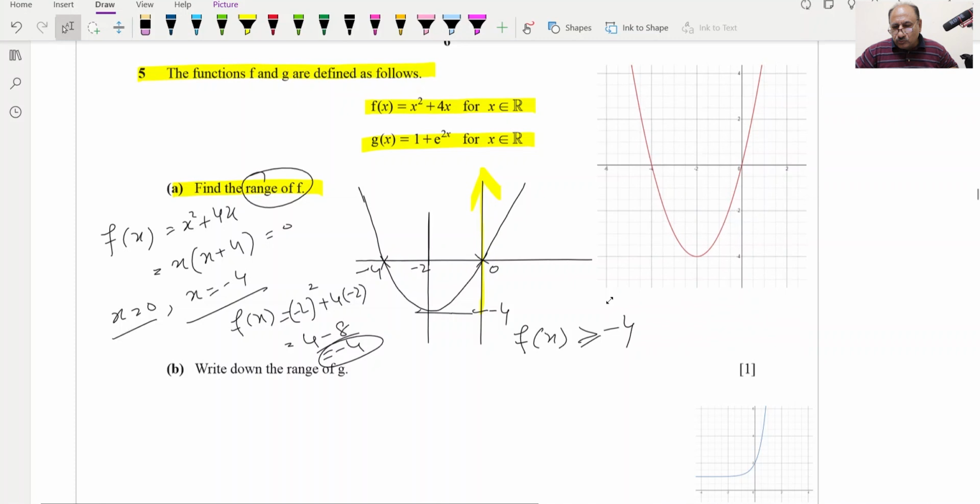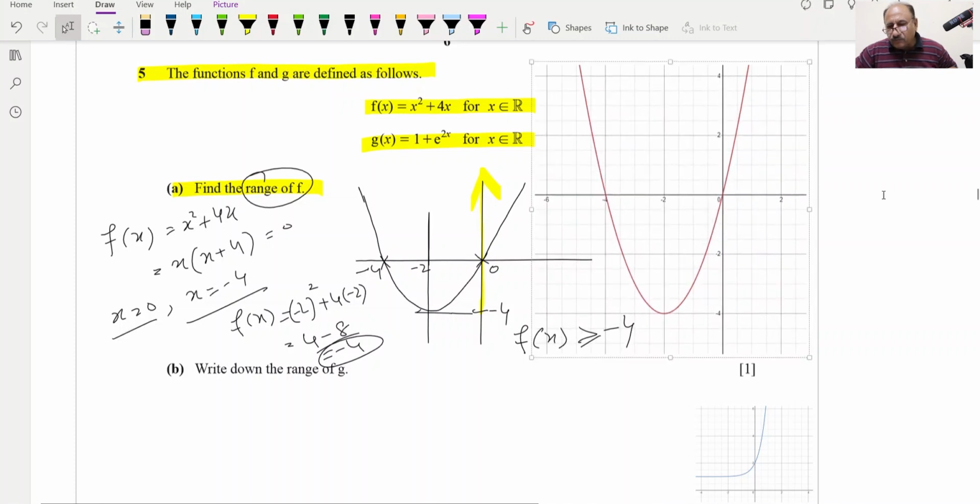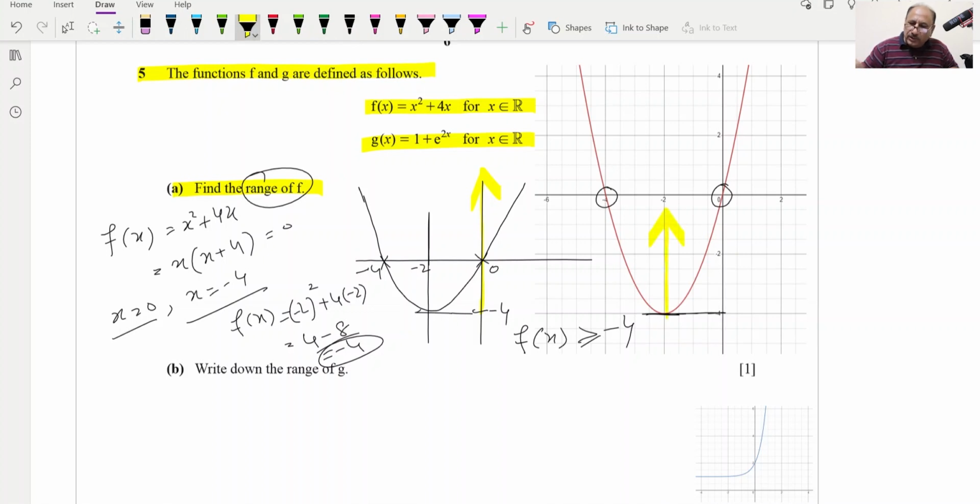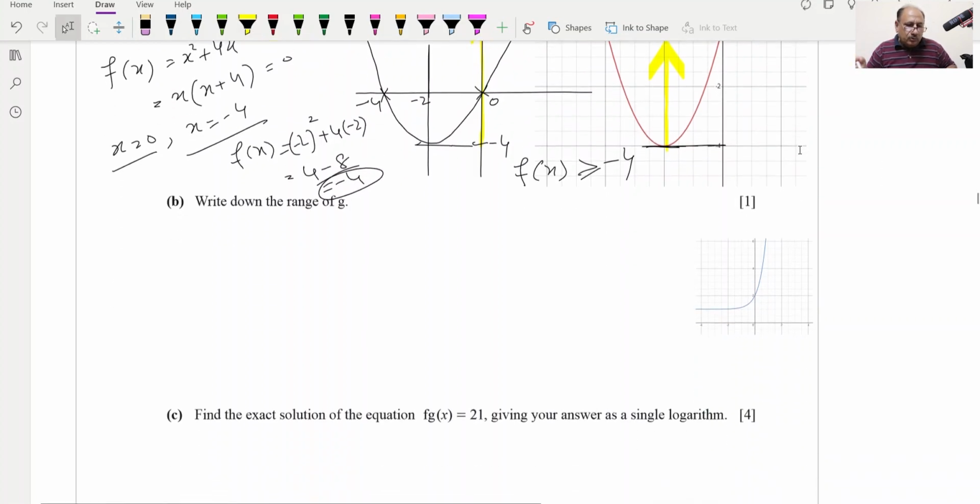If you see this one, the x intercept is 0, and this is minus 4, and this value, if you check, is minus 4, so the range will be y values above this one, so more than minus 4. Hopefully you understood this as well. Now we can go through part b.